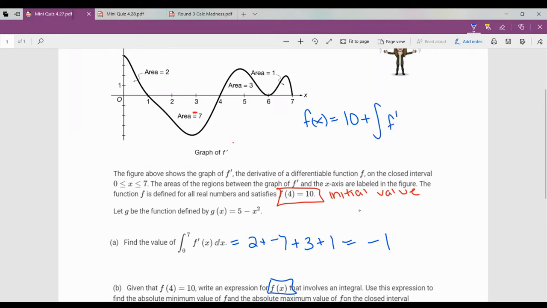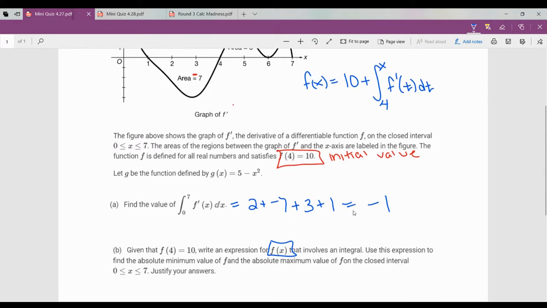And then I want to start my integral at the x value that I'm given, so 4, to whatever x value I'm evaluating it. And now because there's an x up in the integral symbol, I'm going to just change the variable to dt. And that is how we would evaluate any value of x, no matter what value we are looking for. Okay, so that is my equation for f of x.